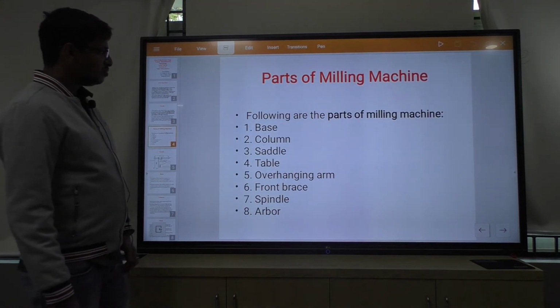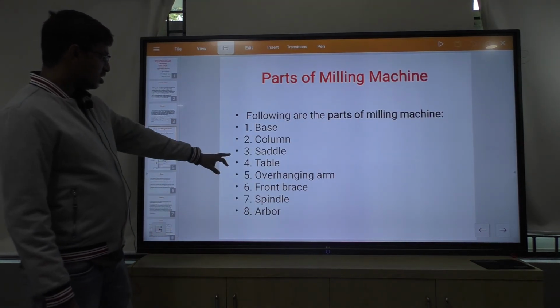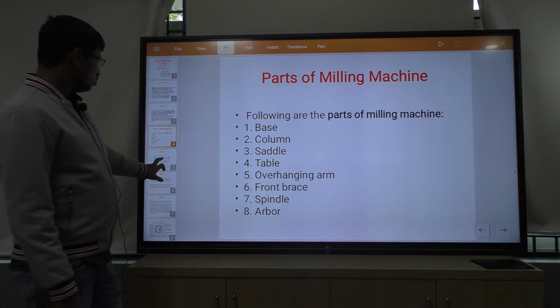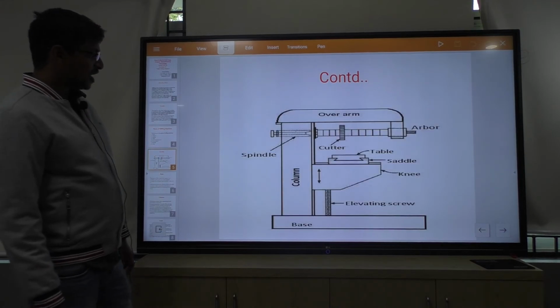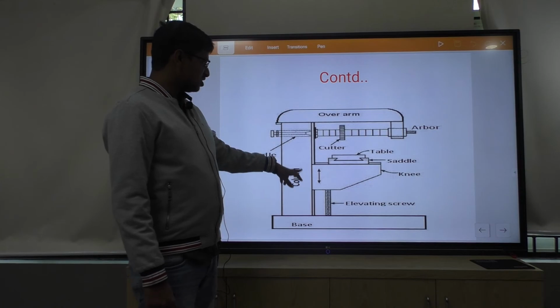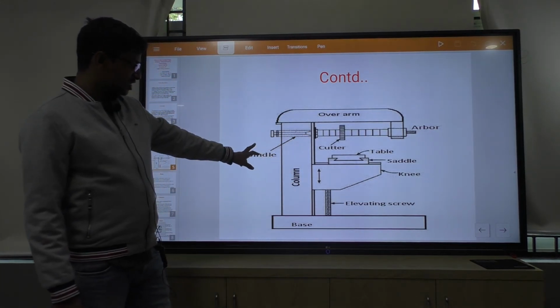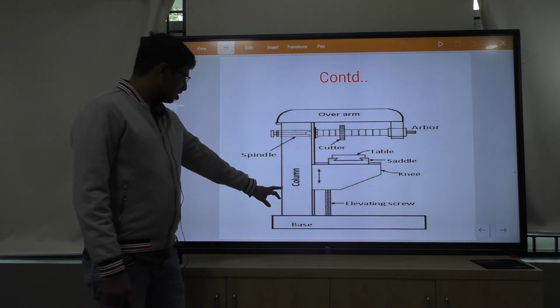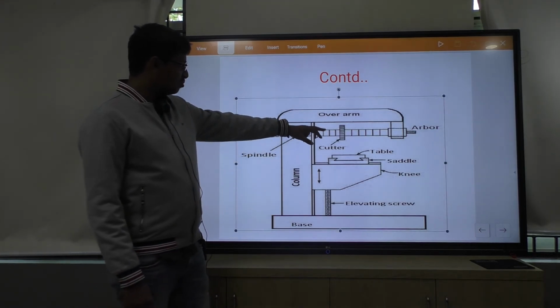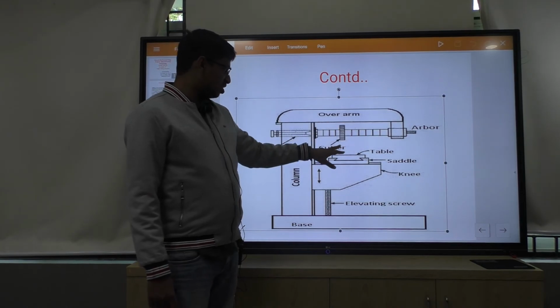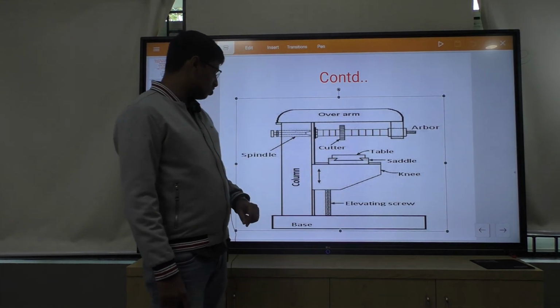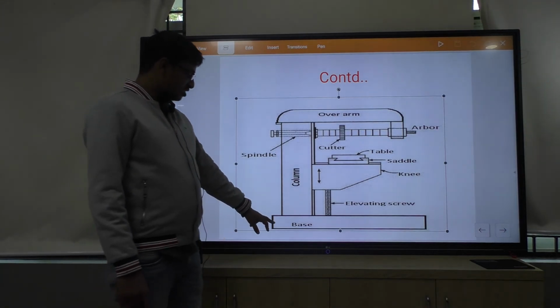Following are the parts of a milling machine: base, column, saddle, table, overhanging arm, front brace, spindle, arbor. Then we will discuss what the different parts of the machine are. This is the milling machine, one type of horizontal milling machine. Here the different parts are base, column, spindle, overarm, arbor, cutter, table, saddle, knee, elevating screw. So first we will see what is base.